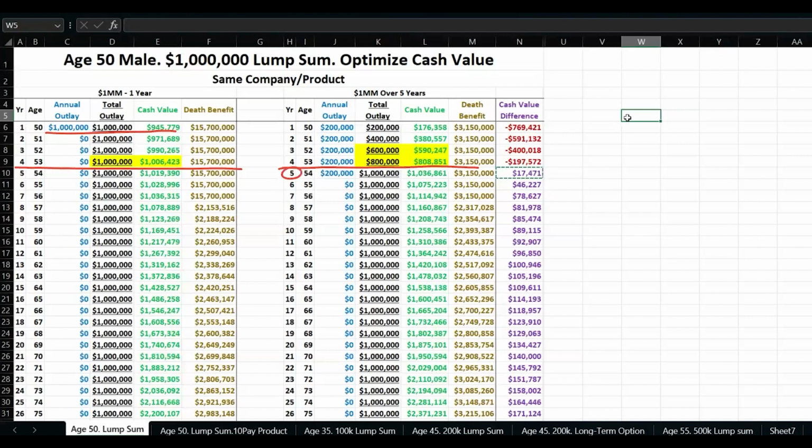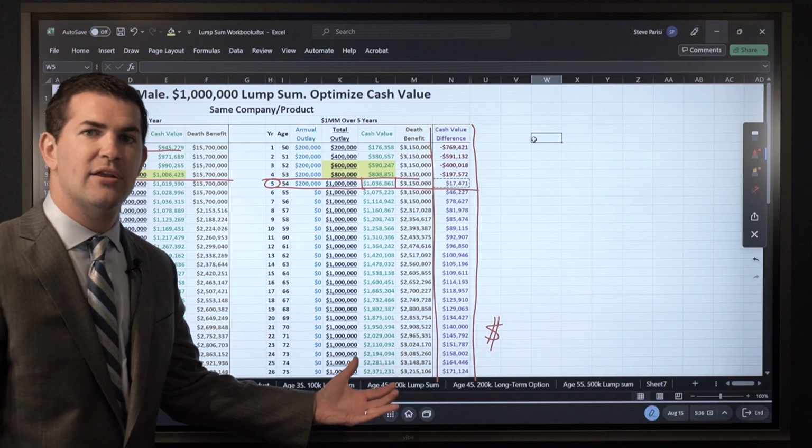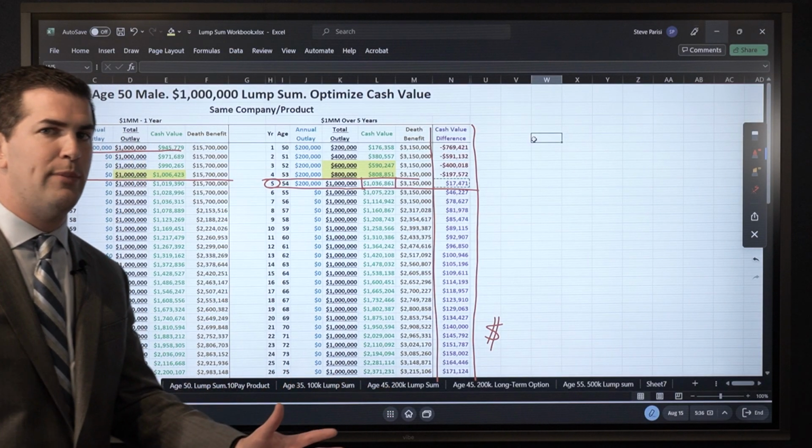However, once you get a total of $1 million into the policy, what happens? That 5-pay has the most cash value. As we look at it long term, you've got the most death benefit as well. And as the years pass, it becomes substantially noticeable in terms of how much more you have in cash value with the exact same product, but just funding it in a different manner.